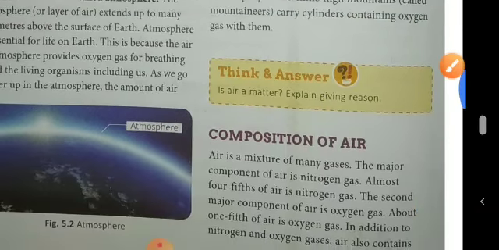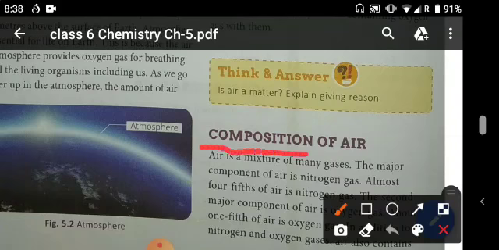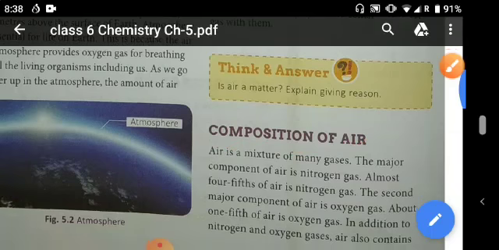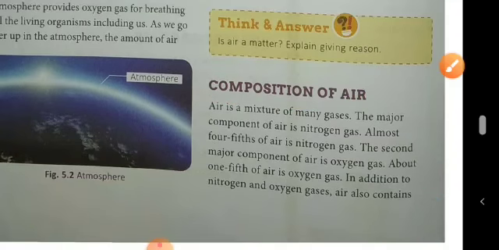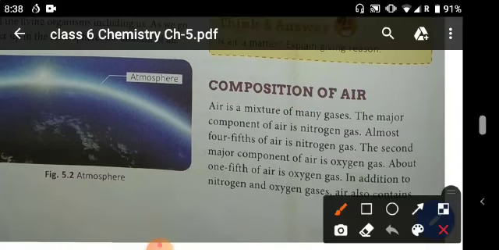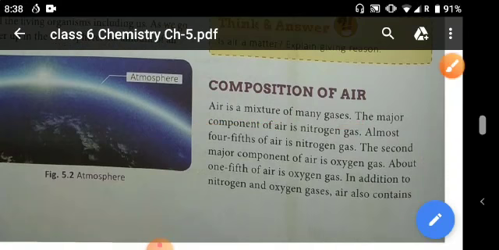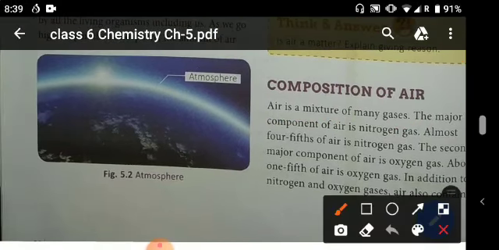Okay, now next, what is the composition of air? Which things make up air? So air is a mixture of many gases. That means only oxygen is not present there. Many gases are there in air. The major component of air is nitrogen. It means the maximum quantity of nitrogen is present in the atmosphere.